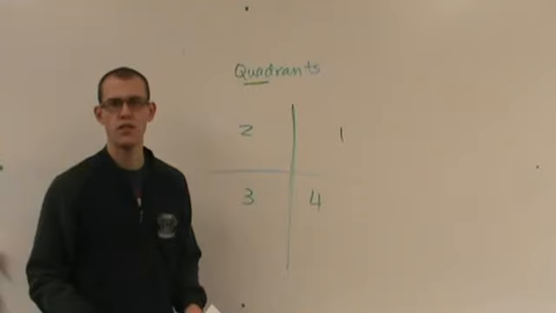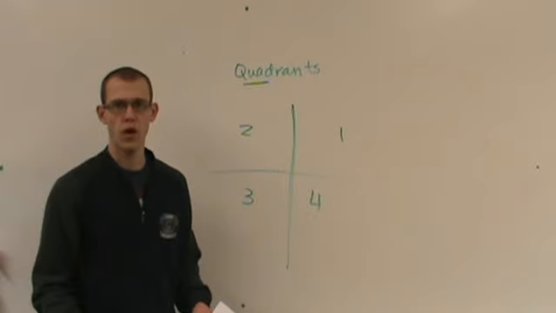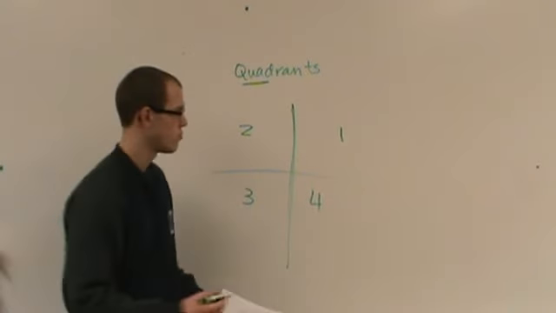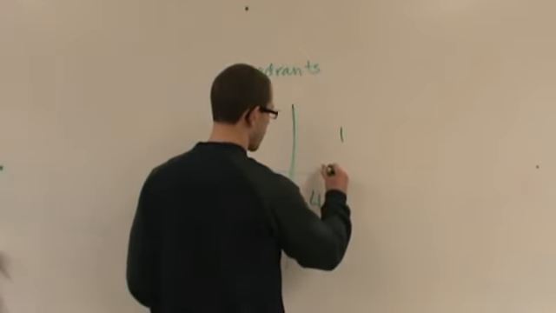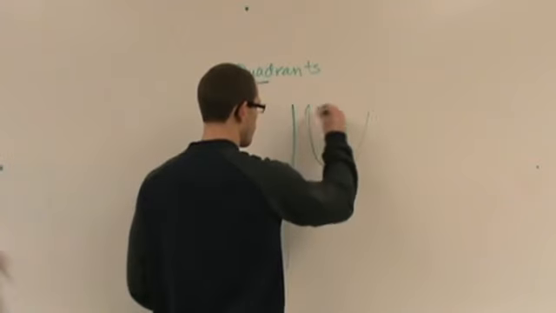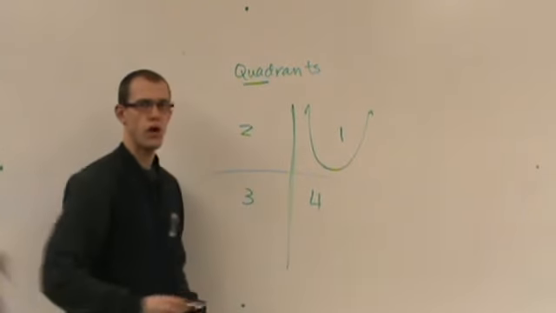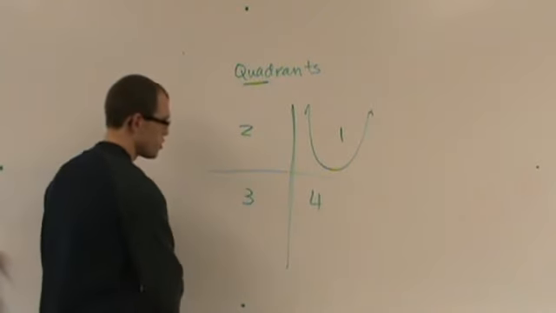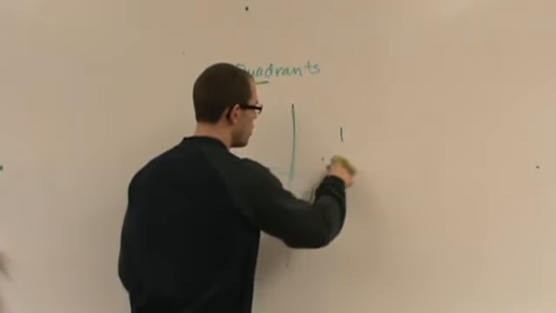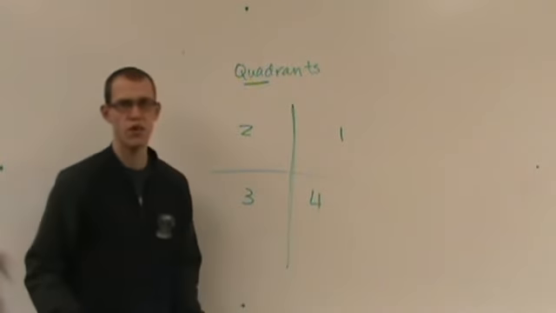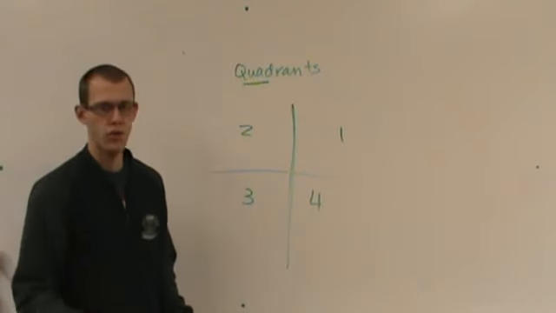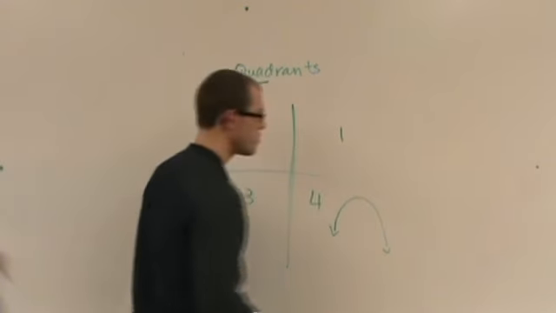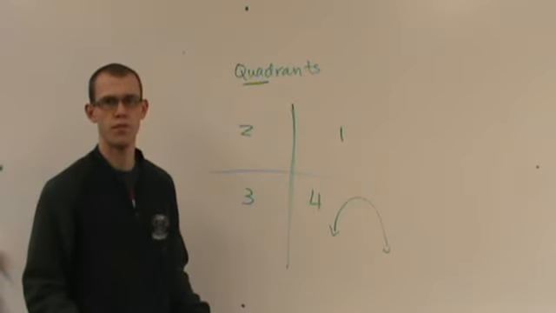So if you were asked, graph a parabola in quadrant 1, you would simply draw it like this. The parabola is in quadrant 1, one of the 4. Another example. Say you were asked to graph a graph in quadrant 4. That would mean something like that. The graph was in quadrant 4.